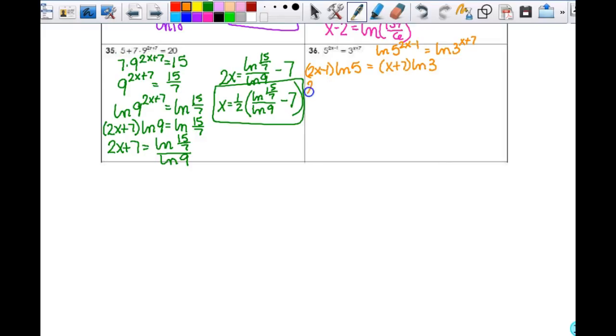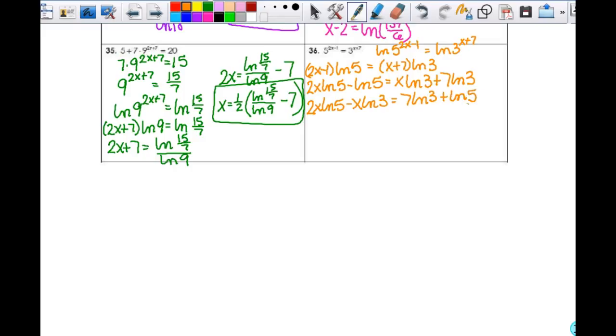Since I have those parentheses on both sides, I need to distribute so I can get my variables together. So 2x times the natural log of 5 minus the natural log of 5 equals x times the natural log of 3 plus 7 the natural log of 3. Get all my terms with x's in them on one side. It didn't have to be the left. But 2x times the natural log of 5 minus x times the natural log of 3 equals 7 times the natural log of 3 plus the natural log of 5.